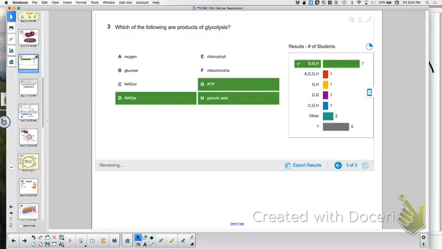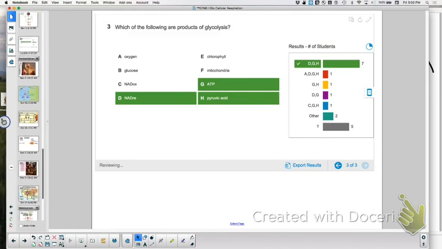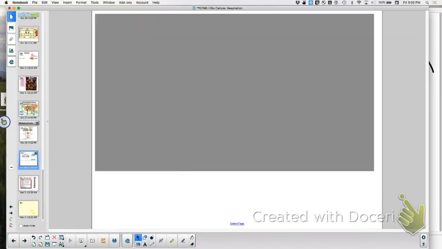Okay. And then number 3. Which of the following are products? Not oxygen. Anybody put that? Yes. Somebody did. No. T-bone. Okay. Glucose is not a product. It would be a what? Reactant. And NAD-ox would be a reactant. Reduced NAD is a product. Chlorophyll? No. Different reaction. And ATP? Yes. And pyruvic acid? Yes. Okay. Hey, I think that's it. Oh, here. Yeah, here's one more. Here you go.